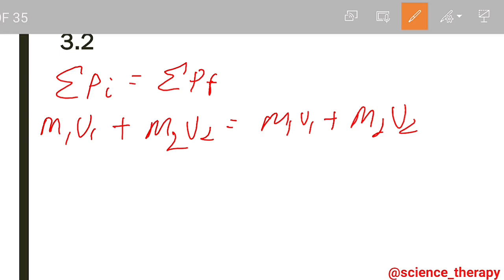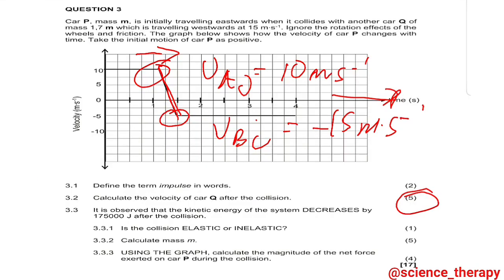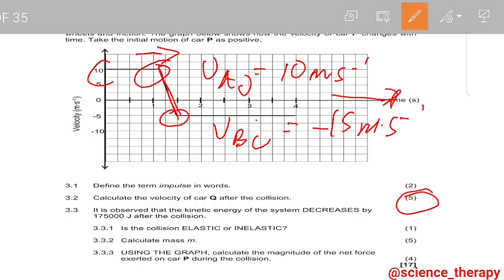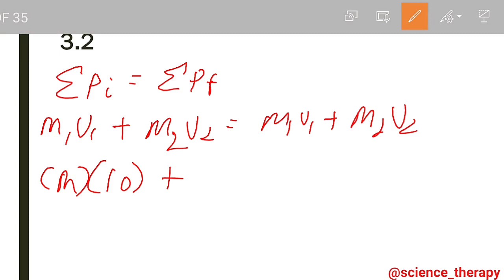So we are not given the mass. It's m, right? And then what is the velocity? It's 10. We can extract it from the graph here, right? Remember, your y-intercept here indicates the initial velocity. Then we have mass of 2, it's 1.7 m. And they said the velocity is 15 meters westward. Because it's moving westward, it has negative.